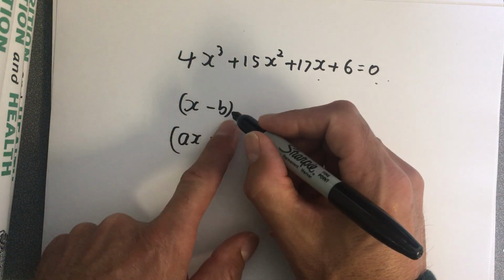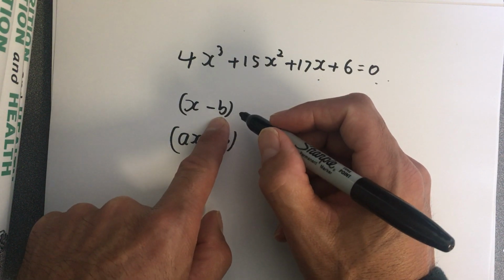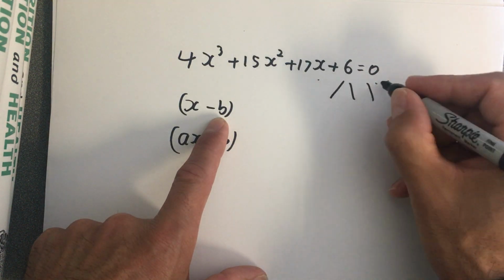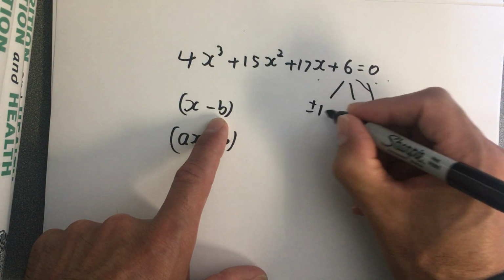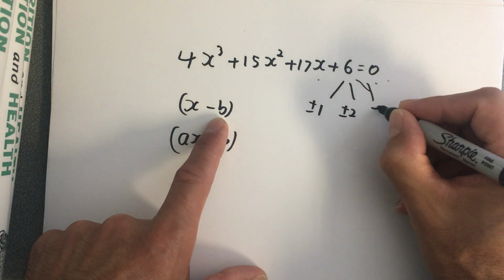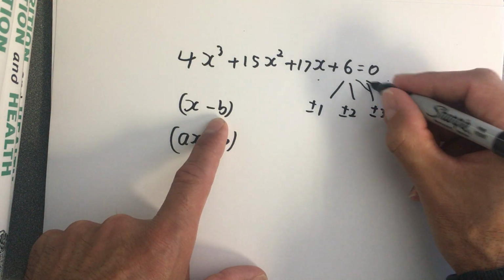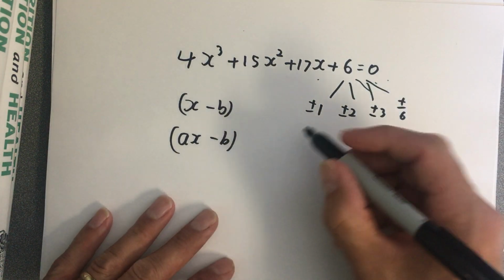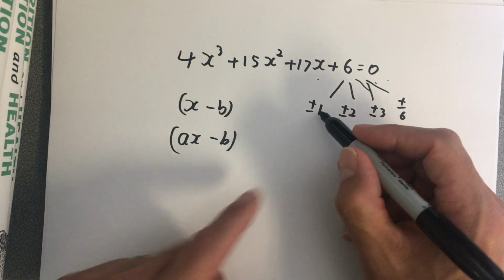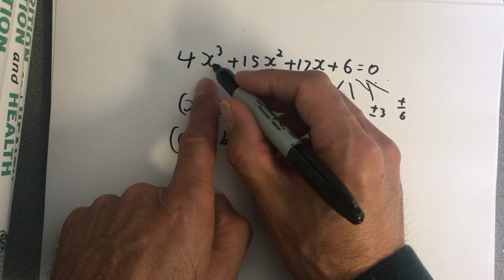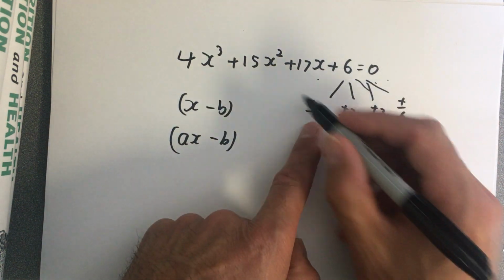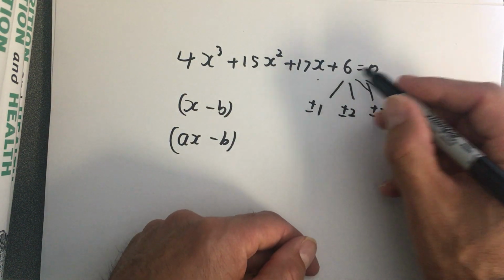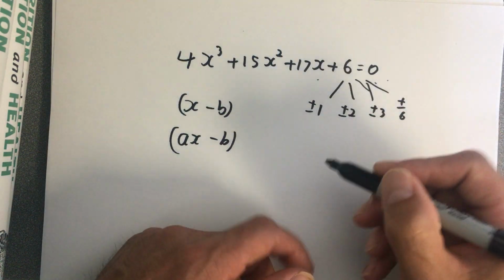So let's first look for a value for b that's going to work. My candidates are the factors of 6. Factors of 6 are plus or minus 1, plus or minus 2, plus or minus 3, and plus or minus 6. I'm not going to do any of the positive numbers because you can see every term here is positive. So if I put in positive numbers, it's going to come out to a positive number greater than or equal to 6. It's never going to give me 0. So we need a negative.